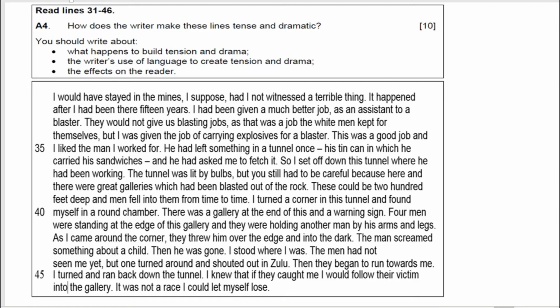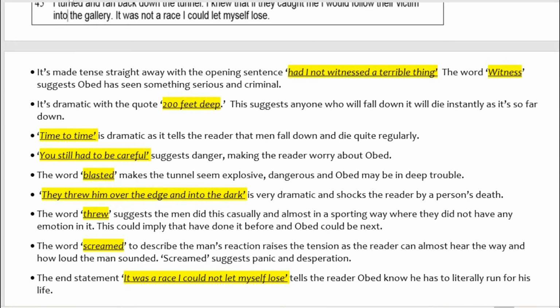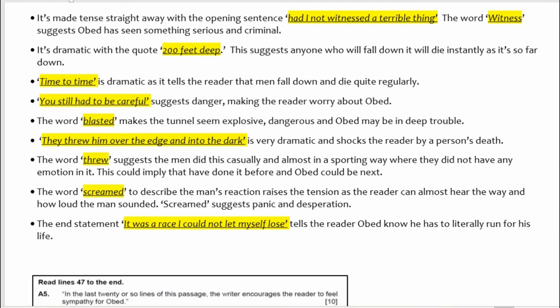It's a 10-mark question, so 7 to 10 quotes, 15 minutes. But though I've told you 7 to 10 quotes, just do as many as you can. Remember, if you're running out of time on a 10-mark question, don't bother writing out a PE, just write out the quote. So I'll show you an example of that. So I put, it's tense straight away with the opening sentence, "had I not witnessed a terrible thing." The word witness suggests Obed has seen something serious and criminal, as in think about in a court case what a witness has seen. It's dramatic with the quote "200 feet."